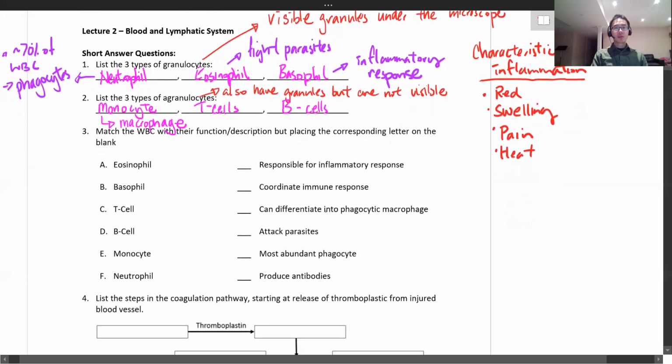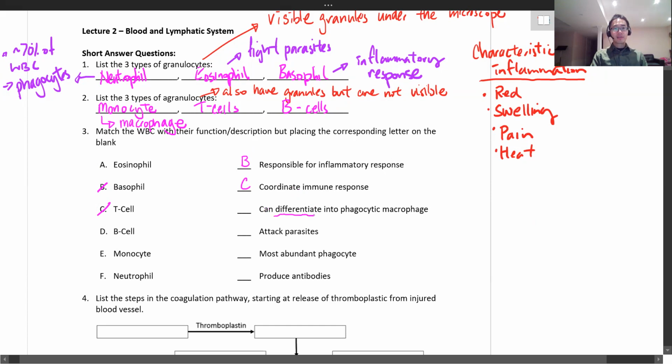So here we go. Let's try this quick question here. Responsible for inflammatory response. We talked about that already, and that is going to be the basophil. So I'm going to put B right here. Next one, coordinate immune response. I just told you the answer is T cells.